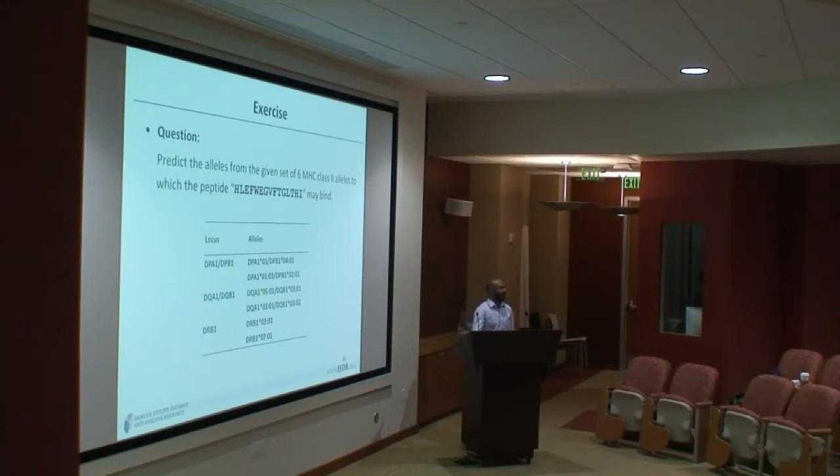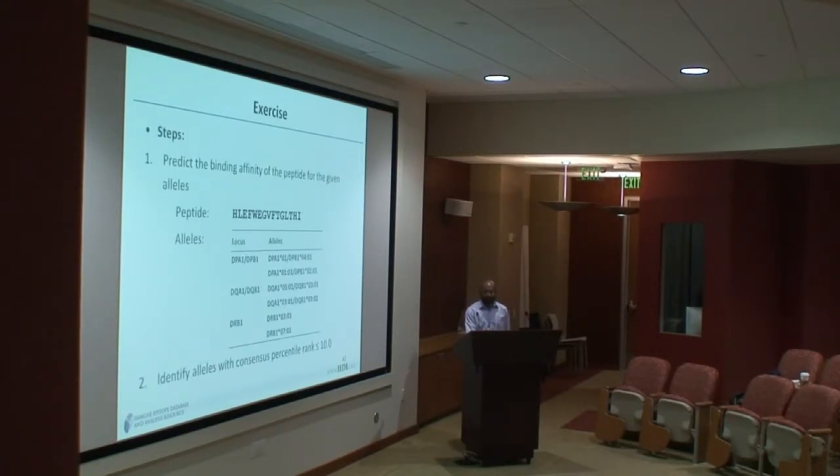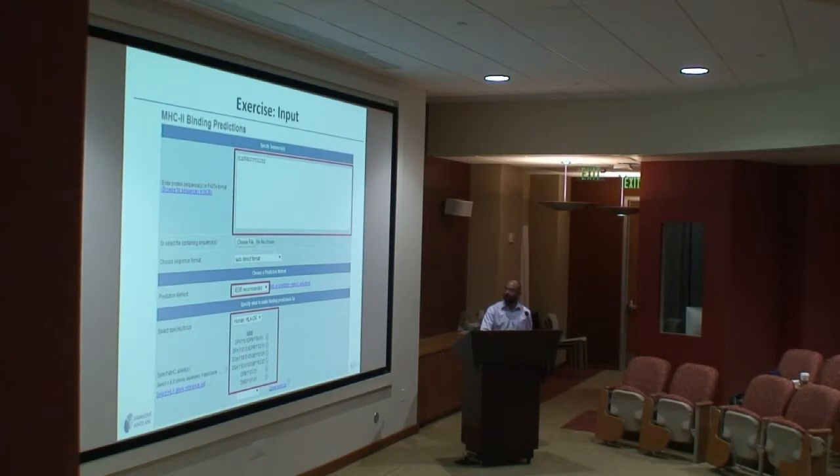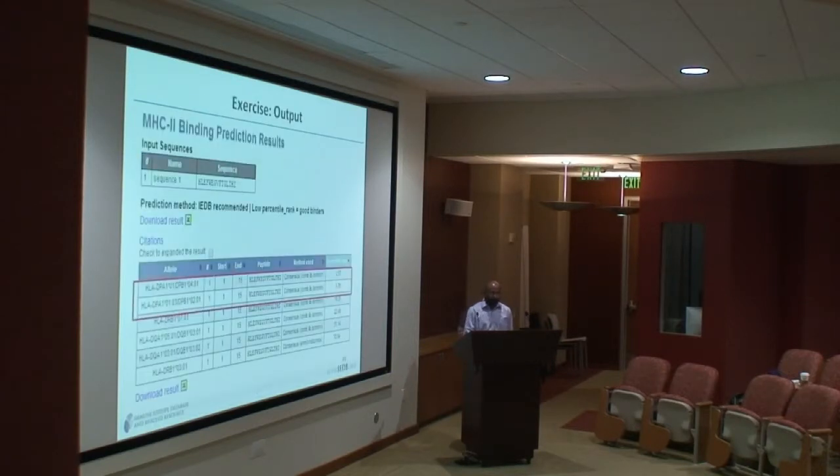Okay, are you getting it? We'll just go through it. You must have copy pasted the sequence here, selected the method as IEDB recommended, and selected all the 6 alleles from the drop down menu. You should have got this result, right? There are two alleles with percentile rank less than 10, so I would say these are the 2 alleles predicted to bind to this peptide.